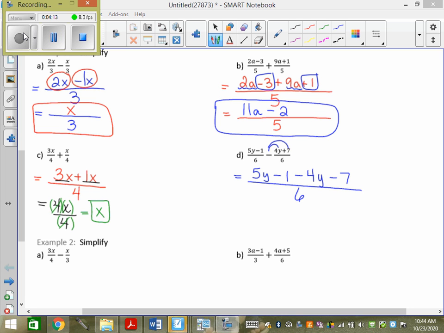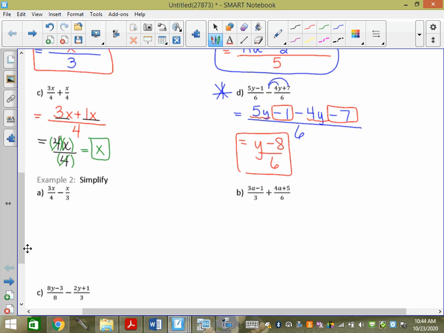So whenever you have a binomial or a trinomial, more than one term behind a subtraction sign, you have to remember to distribute it to both. Okay? That's going to be a common error. This one for sure. So we collect like terms to get 5y minus 4y is y. And then we get negative 1 minus 7, more negative, negative 8 over 6. Can I simplify it at all? No. So I'm done.